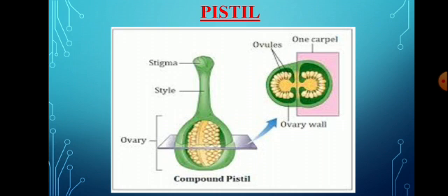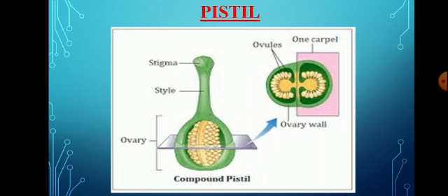Then the style, which is the long tube-like structure, swollen at the base. It is the sticky part that attaches the stigma to the ovary. Then the third part, the ovary, the small swollen sphere at the base of the pistil. It's the last part of the pistil.